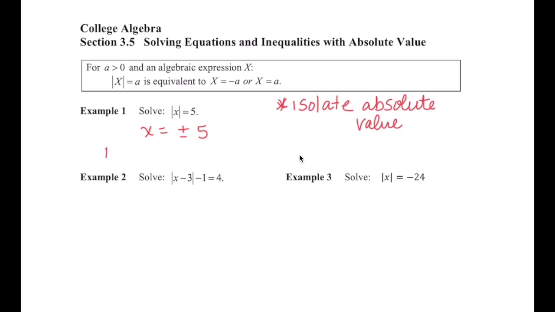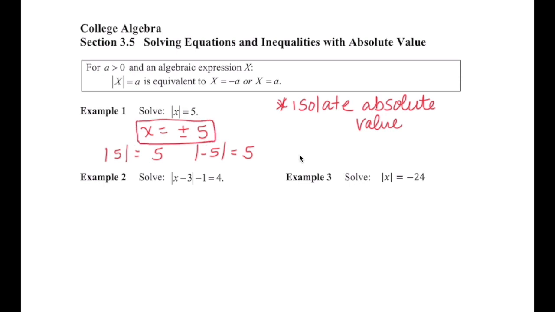Because if we think about it, if I take the absolute value of 5, I get 5, and if I take the absolute value of negative 5, I also get 5, because we're talking about a distance away from 0. And in both instances, the result is 5, which is why we have a positive and a negative value.